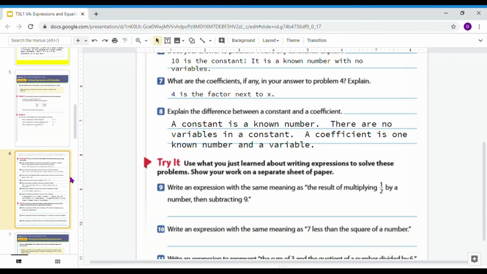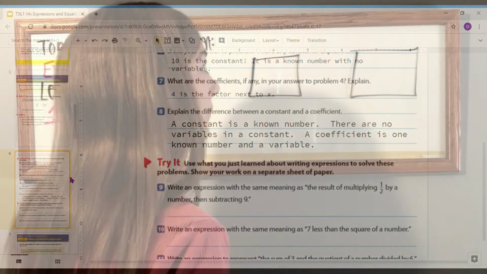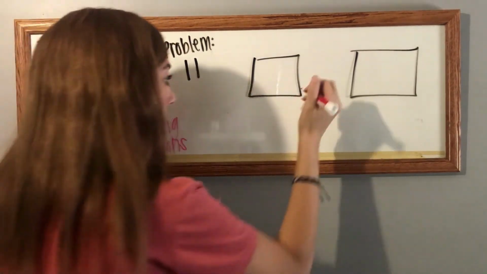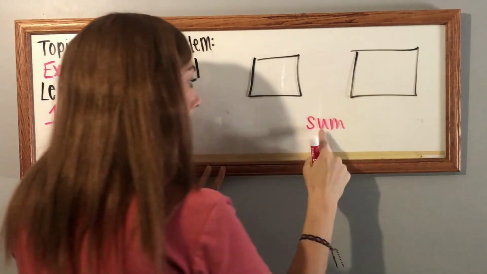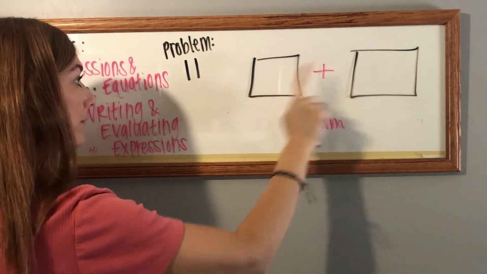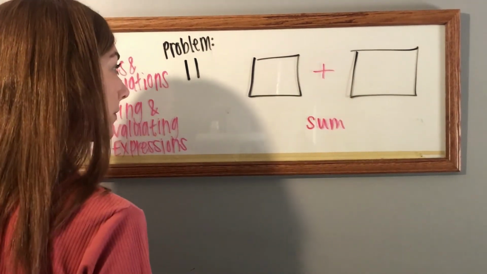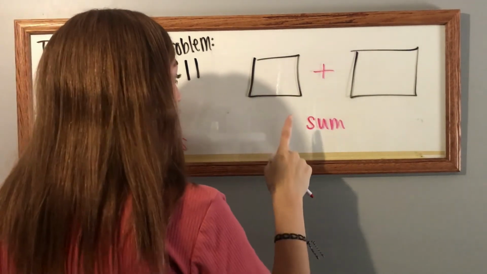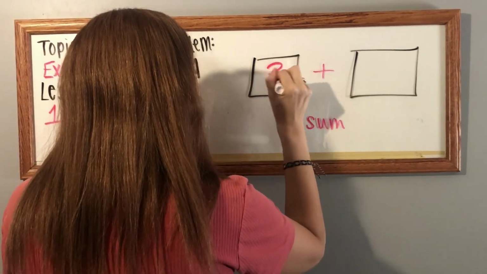And moving on to number 11. Write an expression to represent the sum of 3 and the quotient of a number divided by 6. So first things first, what operation am I using? Sum is my keyword. I know that that's addition. So I'm going to throw my addition sign up there, and I'm going to think about what terms I'm looking for. In this case, I know that my constant, the sum of 3, so 3, is going to be my first number.